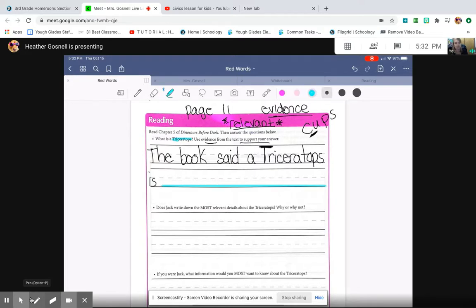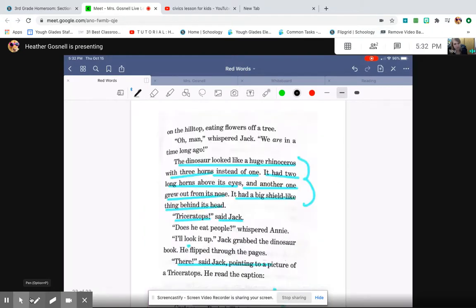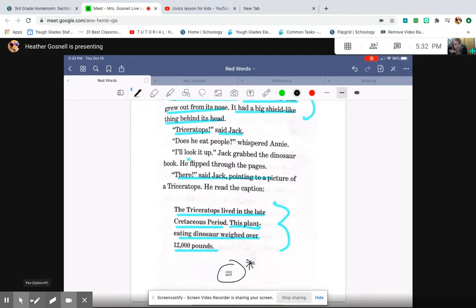Is what? Okay? And make sure you end it with a period or another punctuation mark that makes sense. Must make sense, though. Remember, page 23, you're going to find a whole bunch of text evidence there.